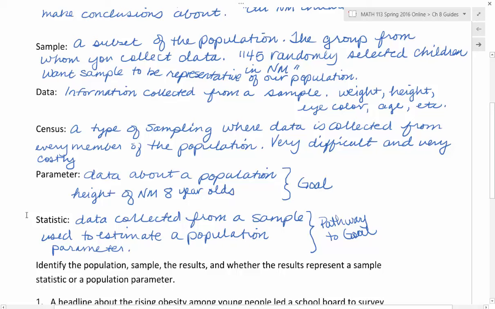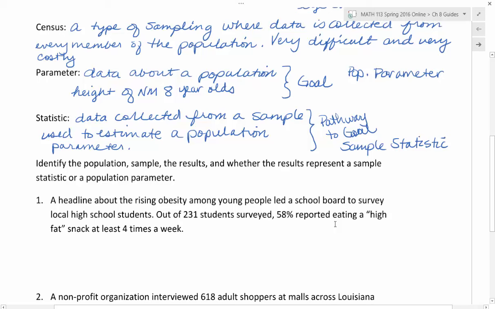So I do want you to notice that there's some alliteration going on here. If you're an English person, you know that means the sounds are the same. And we have population parameter. They both start with a P. And then we have sample statistic. And those both start with an S. So the P ones go together, population parameter and sample statistic. Okay. And they both are data from their respective group of people.